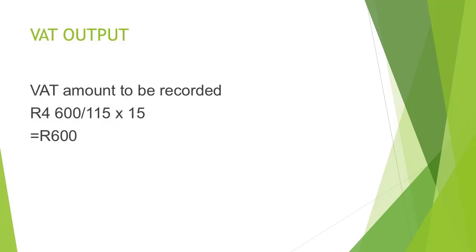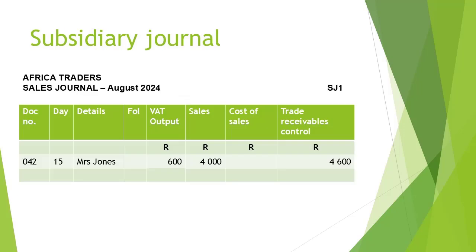To calculate the amount that should be recorded in the VAT output column, we take the R4,600 divided by 115 multiplied by 15. Therefore, the amount to be recorded in the VAT output column is R600. If we now go back to our sales journal, we record the R600 in the VAT output column.